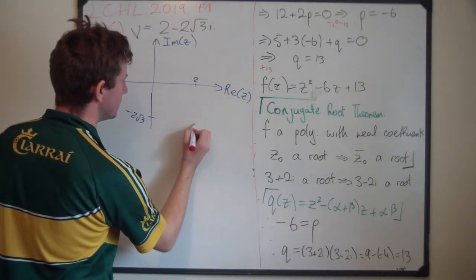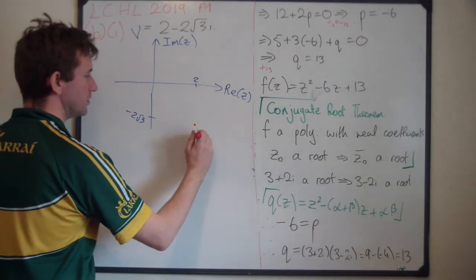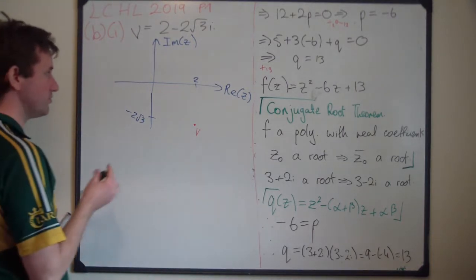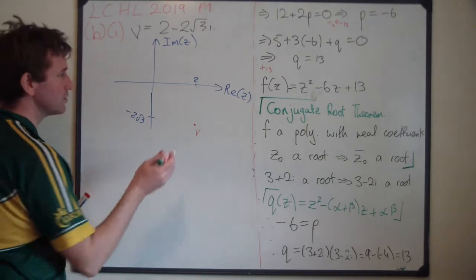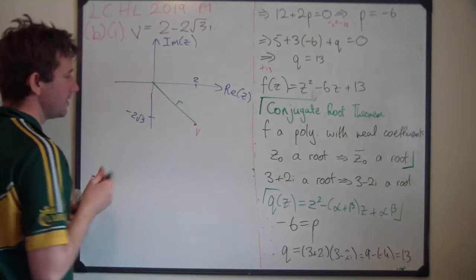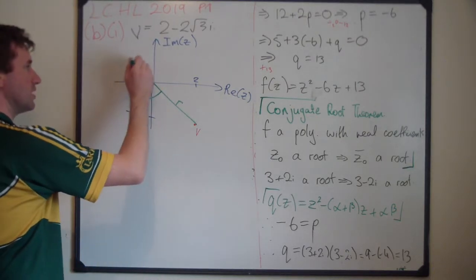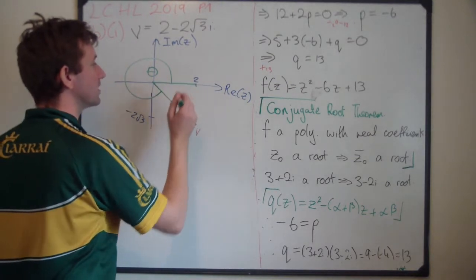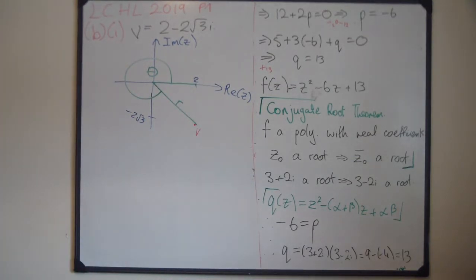So the number is down here. This is our V, and we want to find the R and the theta. The R is fairly straightforward. We're just going to find that with some Pythagoras. That's R. And then theta is the angle it makes with the positive x-axis, the positive real axis, I should say.